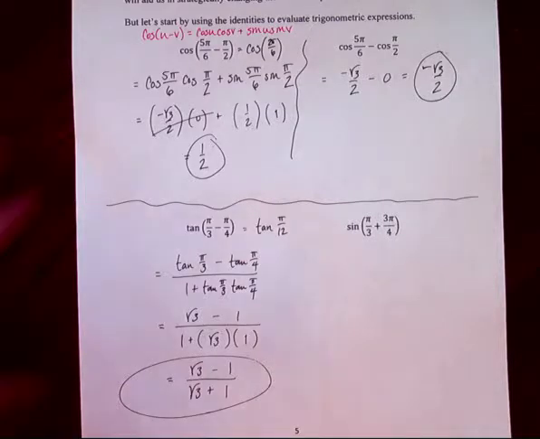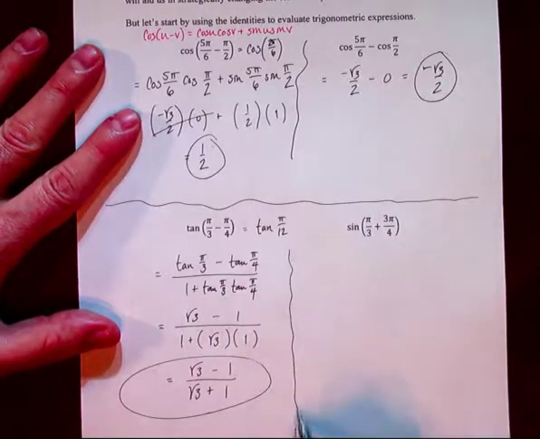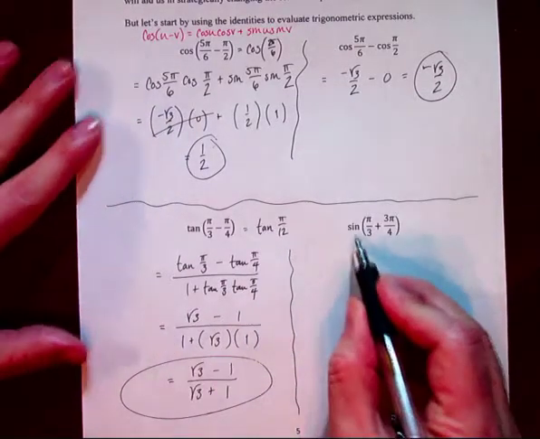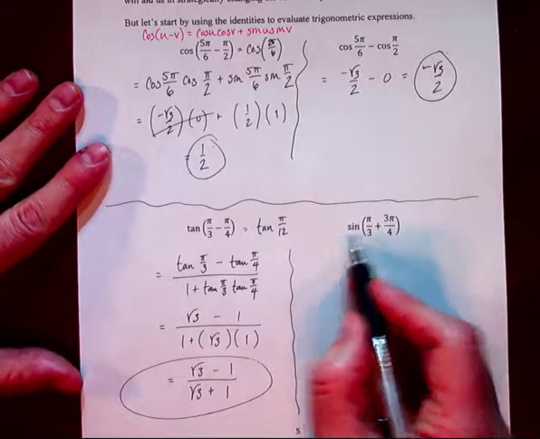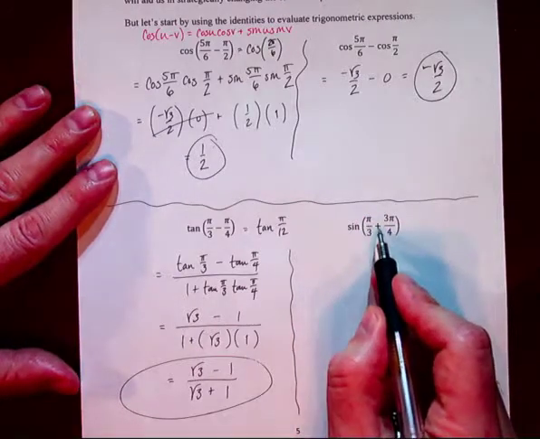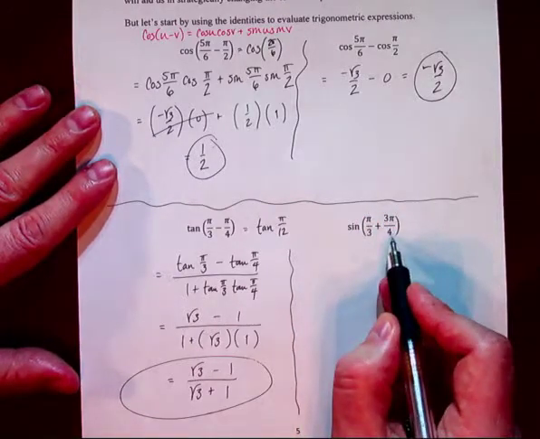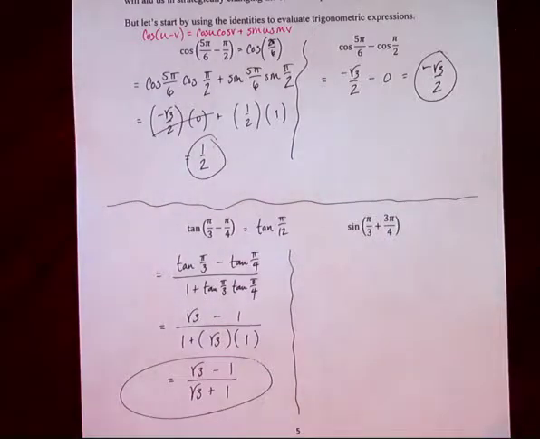That's something that's sort of fallen by the wayside by the time you get to calculus. Now let's go ahead and look at this one. We have sine of pi over 3 plus 3 pi over 4. Now, if you're wondering whether that's a unit circle value, it's not, okay?